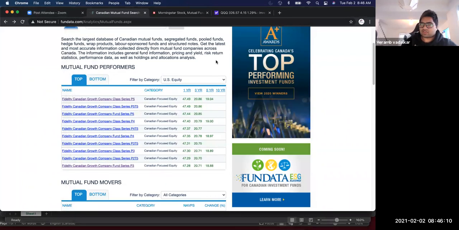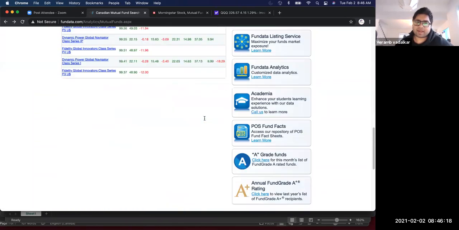So there are a lot of options on which funds you can trade, or you can buy and sell.